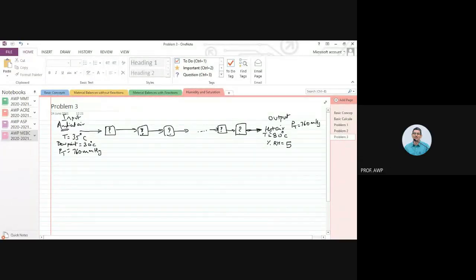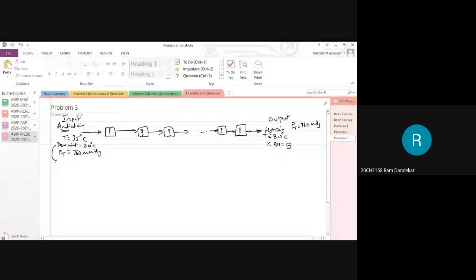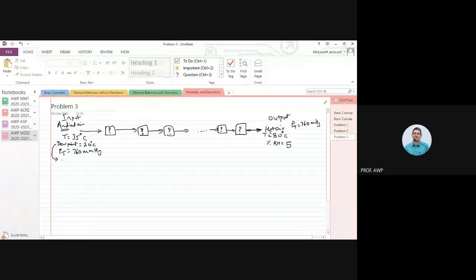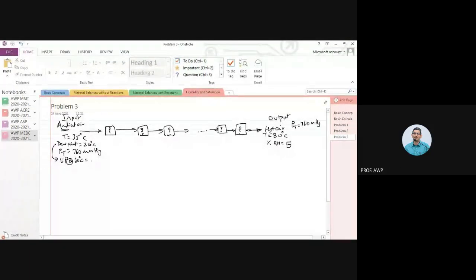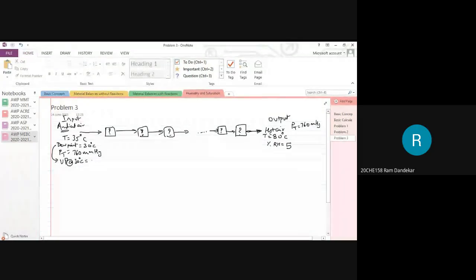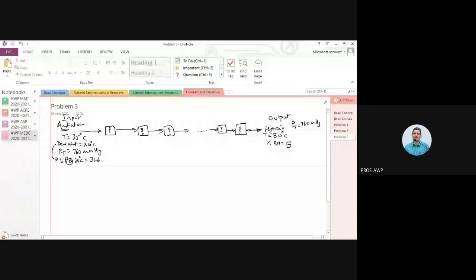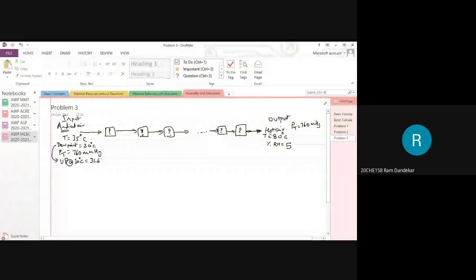Okay, so let's talk about input first. How did you calculate the humidity of the input? First from the dew point, I calculated partial pressure. So from the dew point, you calculated the vapor pressure at 30 degrees centigrade. How much is the value? 31.65 mmHg.